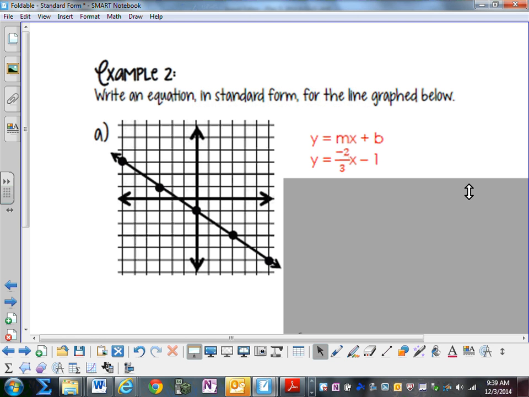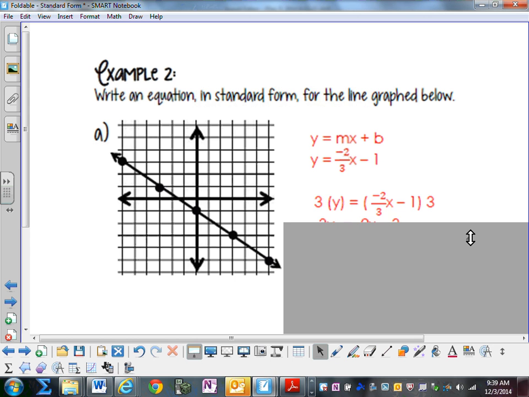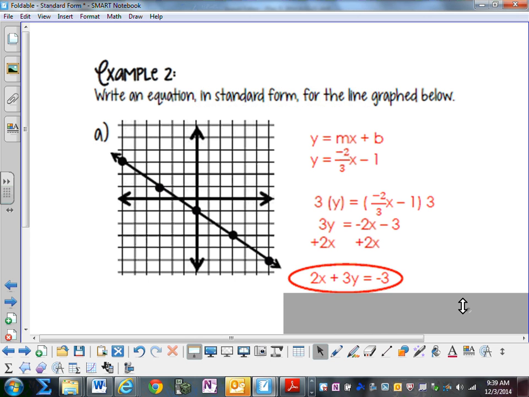The first thing we need to do is to multiply each term by 3 to get rid of the denominator, which leaves us with 3y is equal to negative 2x minus 3. We're going to add 2x to both sides, and that's going to leave us with 2x plus 3y is equal to negative 3.